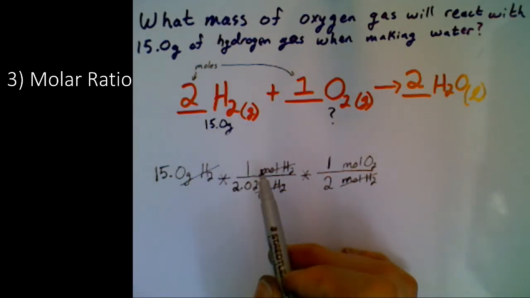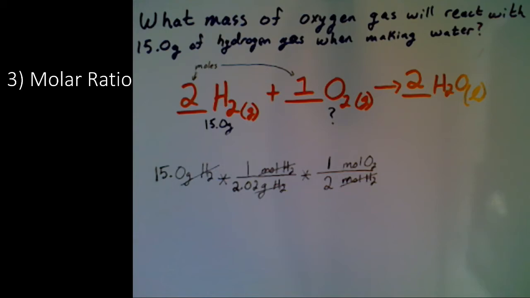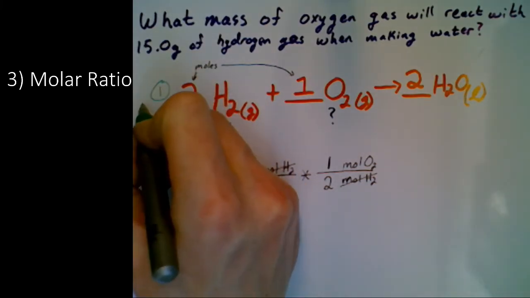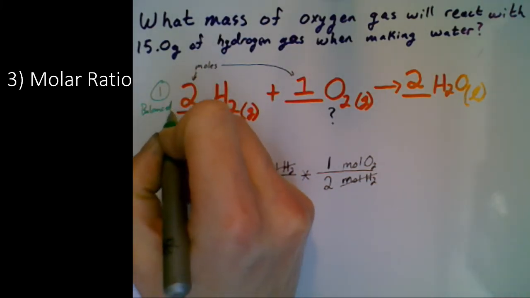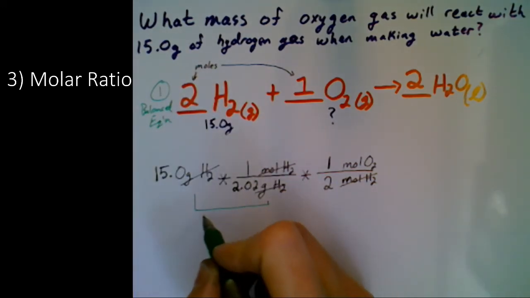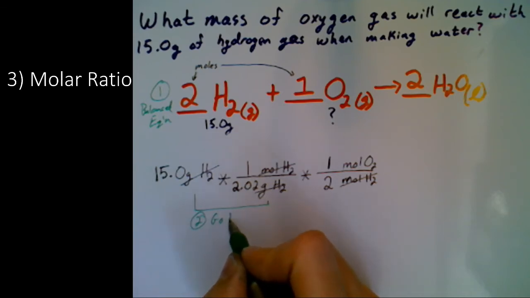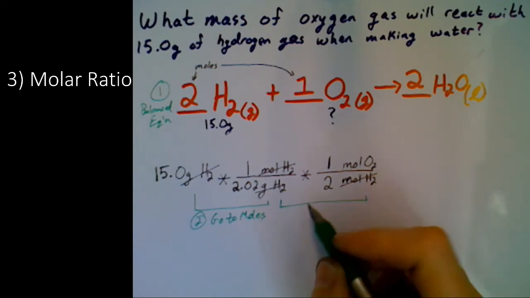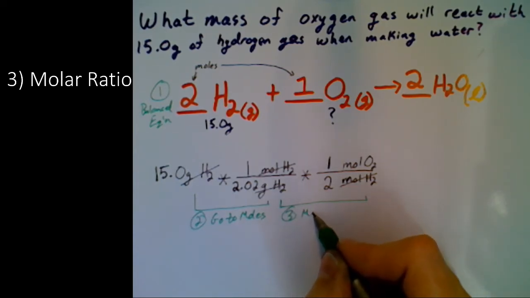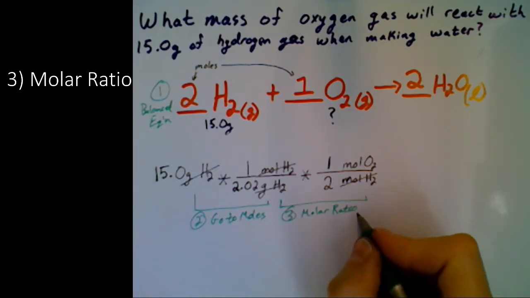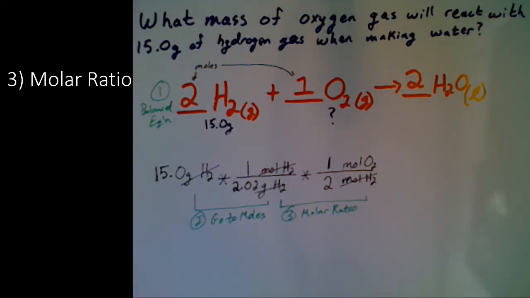Keep in mind, I'm just doing these different steps, really all in one large conversion. This was step number 1 right here. We had our balanced equation. This was step number 2. This was go to moles. This was step number 3. This was the molar ratio, the only really new step that we're going to encounter in this whole thing. And I said there's 4 steps.